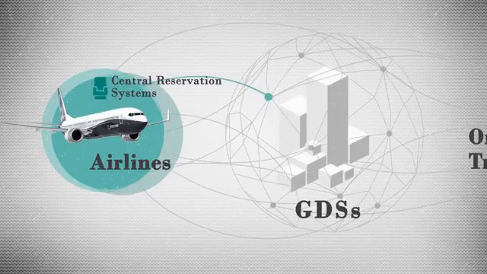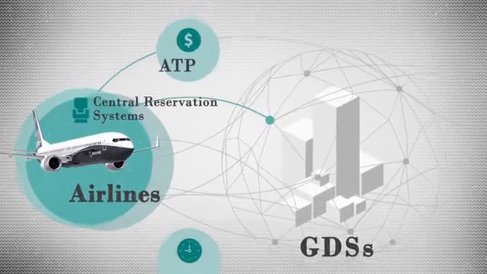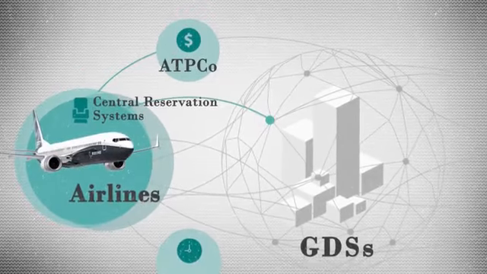But this connection channel doesn't cover scheduling information and pricing. To set timetables and prices, airlines must connect with 2 additional third parties. Airlines publish their prices on so-called ATPCO, or Airline Tariff Publishing Company.